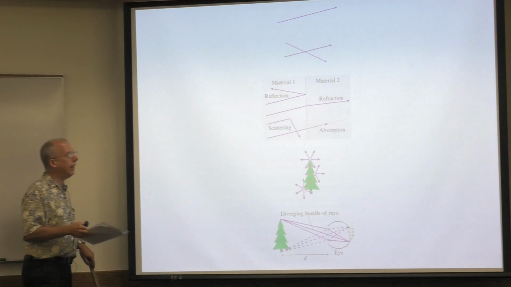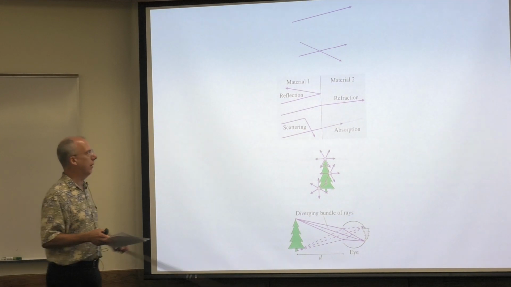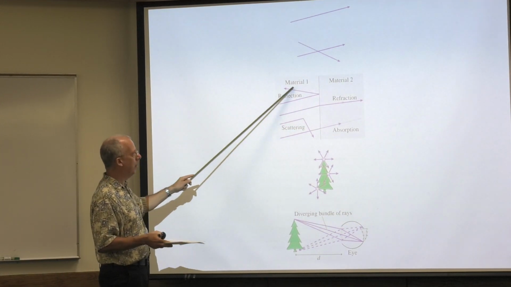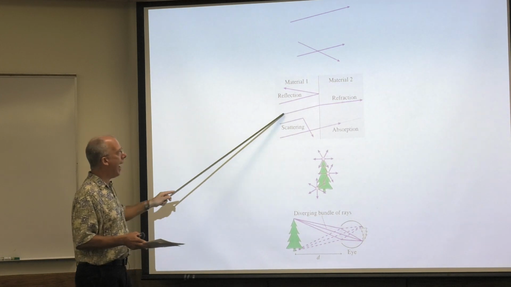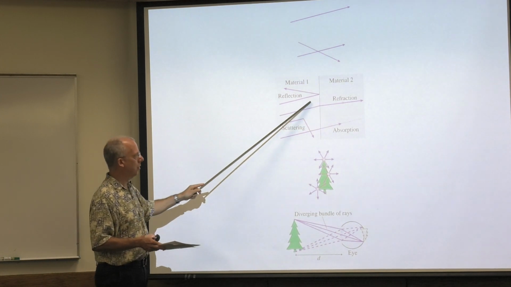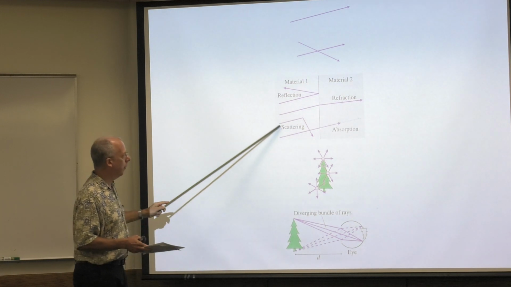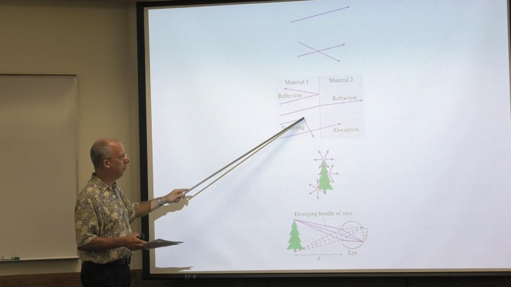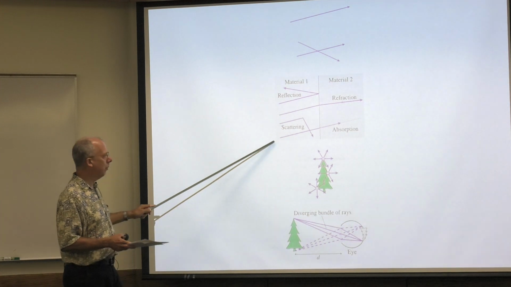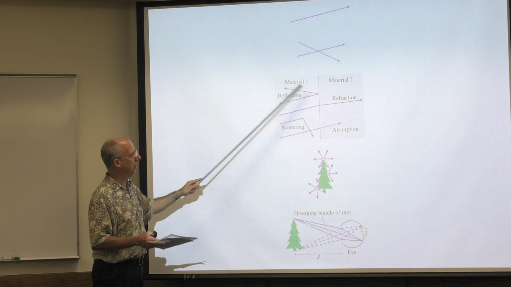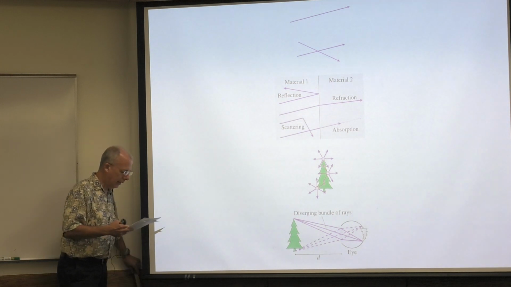Now there are four ways that light rays interact with matter. Number one, the light ray can reflect, like from a mirror. Number two, it can refract. Let's say this is air, and this is water. You see the little bend here. Number three, it can scatter, so it can just bounce off. Number four, it can be absorbed by matter. And we'll discuss these two in detail.